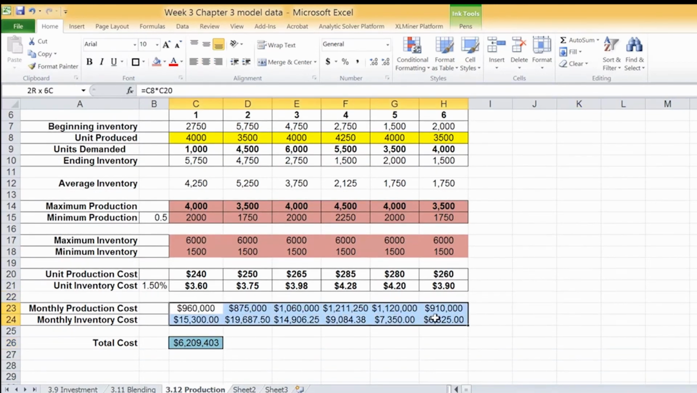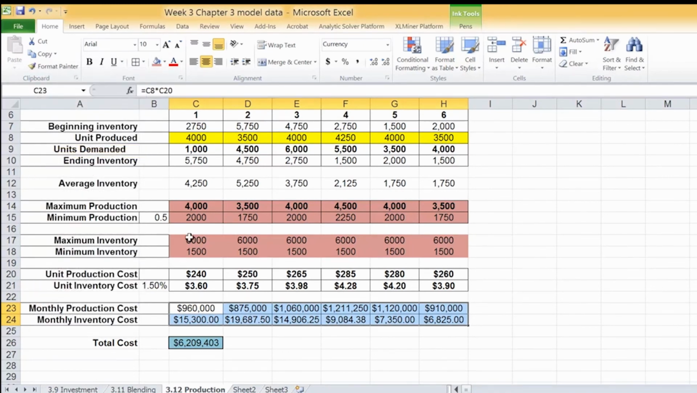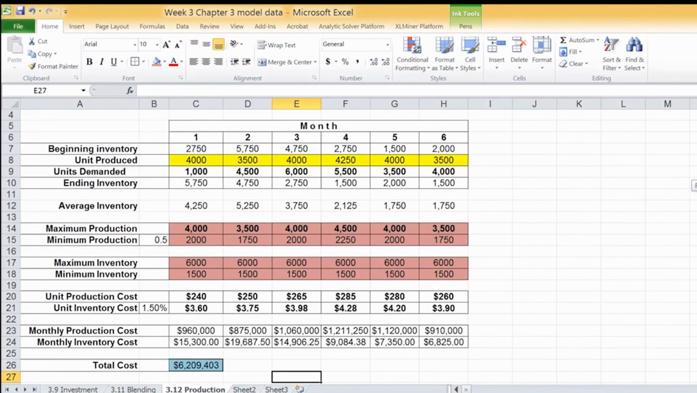And these ones, add a border for those ones. Same with those ones. No border and then just the outside border. Total cost. Okay. Then you can add a text box here, just to put like the title of this spreadsheet. Then you have a nice and clean spreadsheet that reads pretty well.